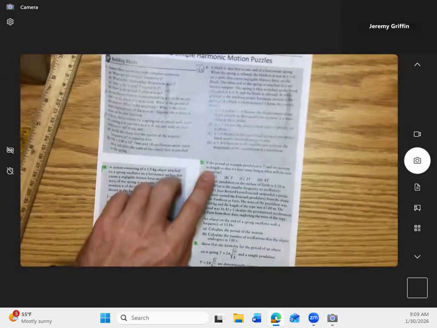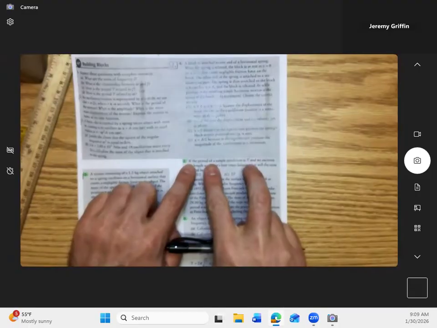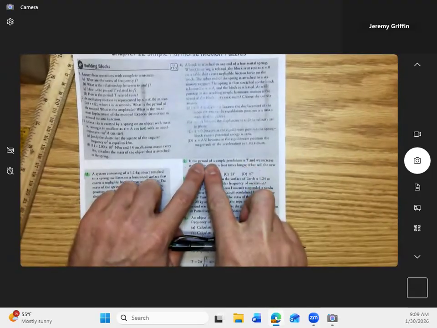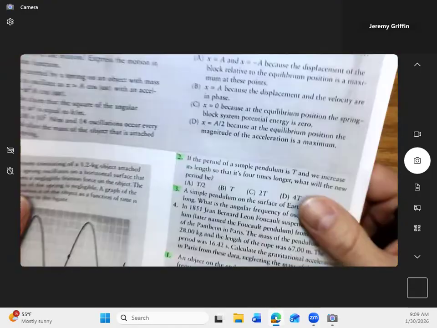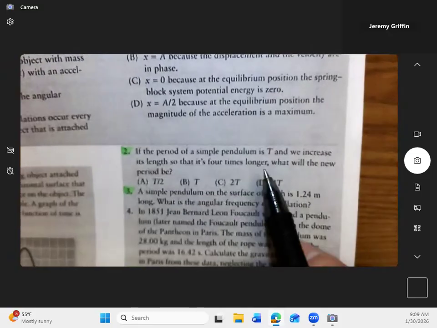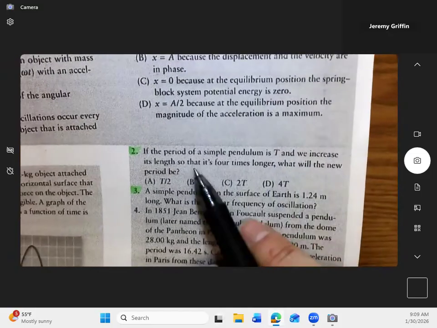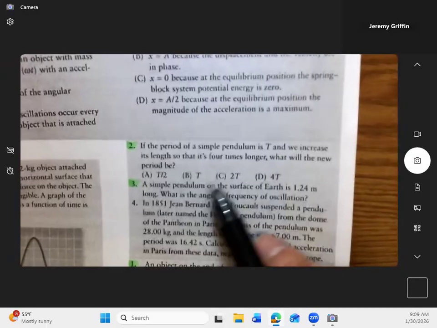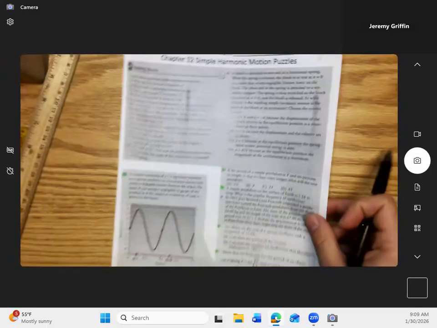All right. So you got next here. Number 2. It says the period. They're talking about the time period. The time period of a simple pendulum is capital T, and we increase the length so it's 4 times longer. What will the new time period be?